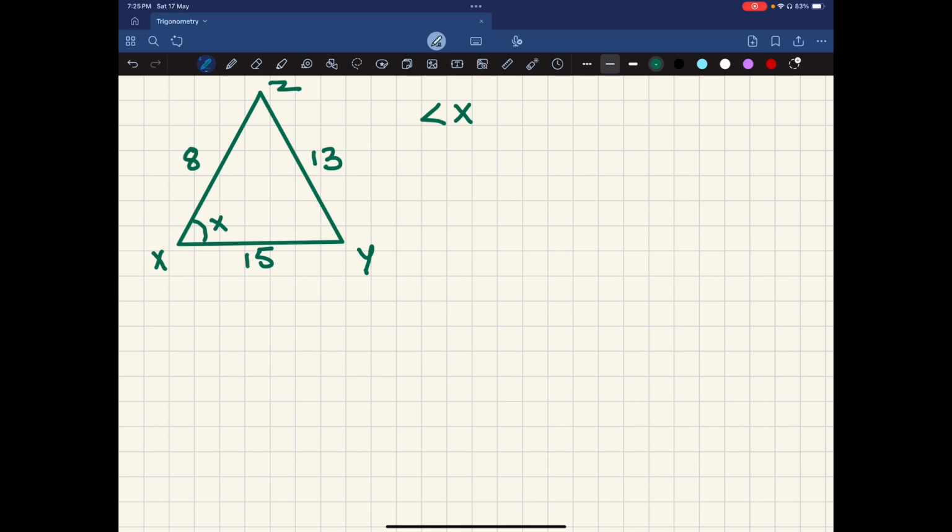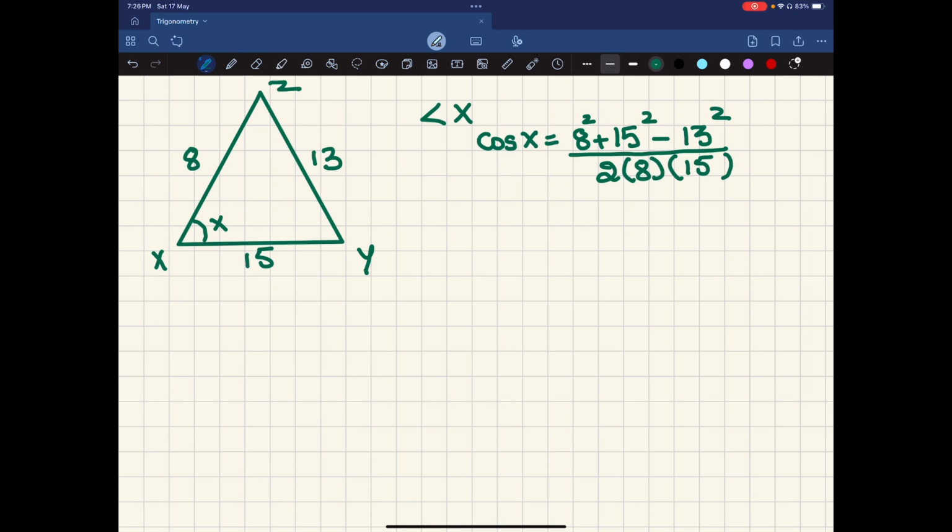So let's apply the cosine rule. We need to find angle x. What are the neighboring sides of x? 8 and 15. Okay, so let's write that down. Cos of x is equal to the sum of the squares of the neighboring sides. So it is 8 square plus 15 square minus the square of the third side, which is 13 square, over 2 into the product of the neighboring sides, 8 and 15.